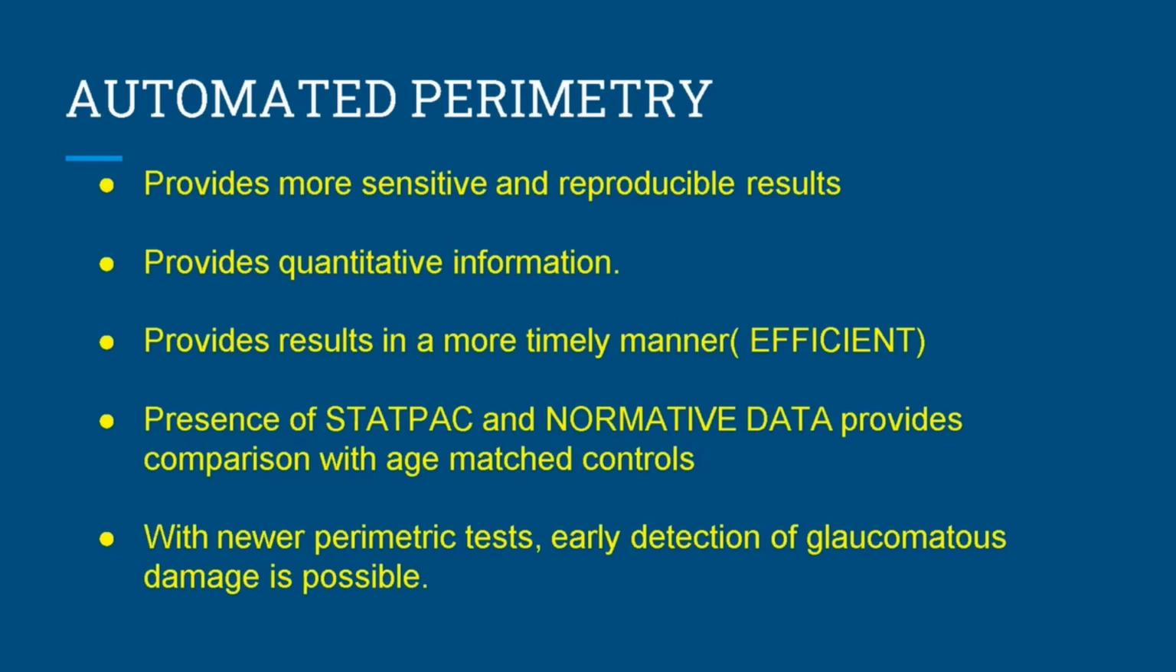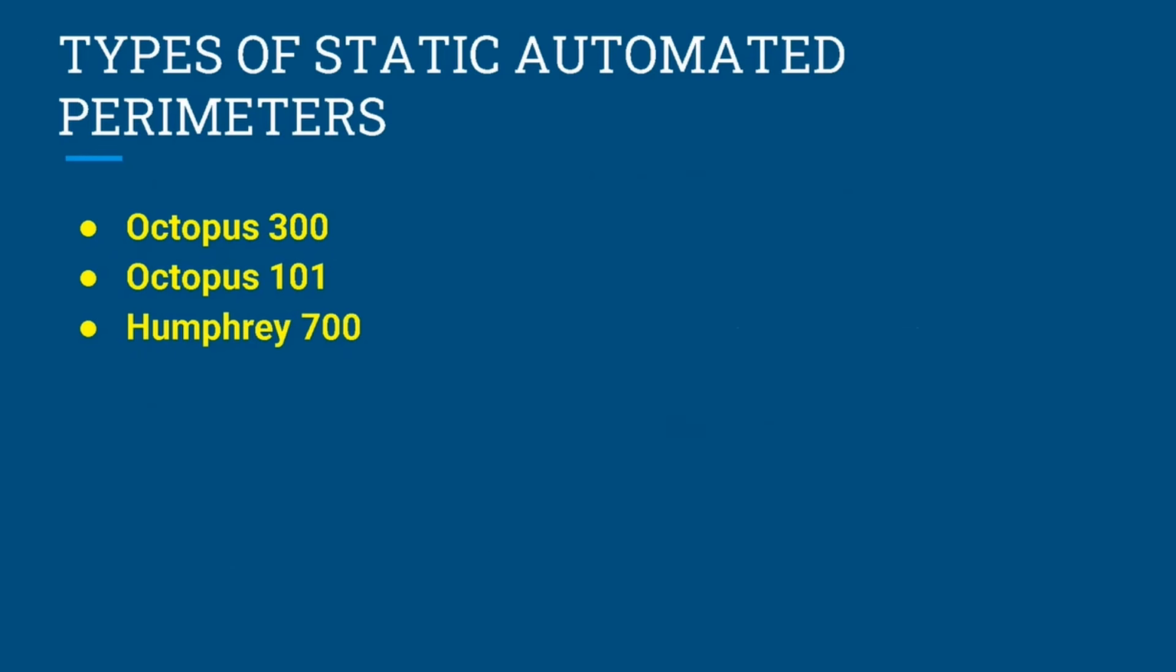There is already a statistical package, StatPac, available. There is normative data available, which helps us in comparison with age-matched controls. With the newer perimetric tests, early detection has also become possible now. Octopus 300, Octopus 101, and Humphrey 700 are the basic automatic perimeters available.